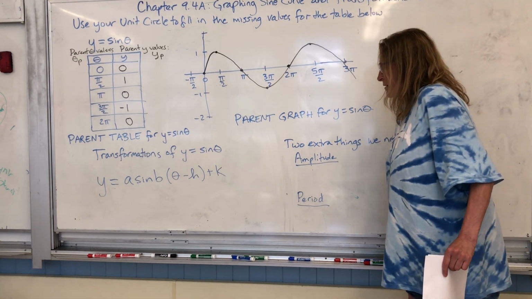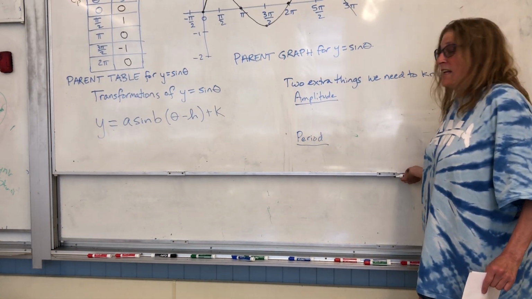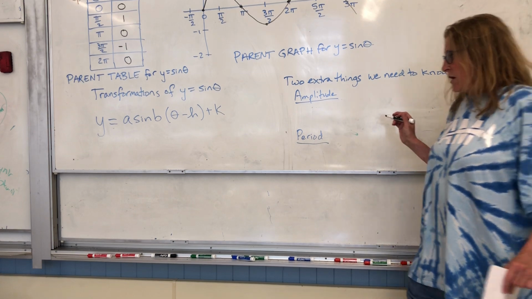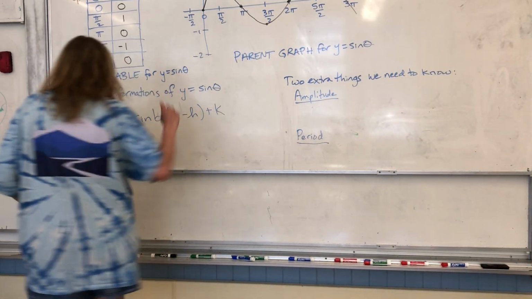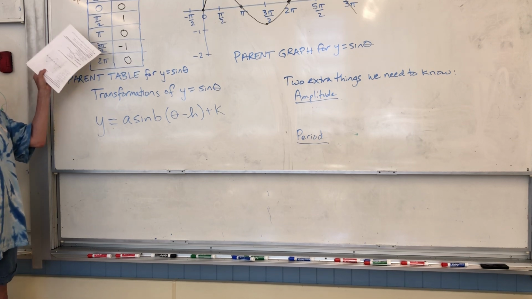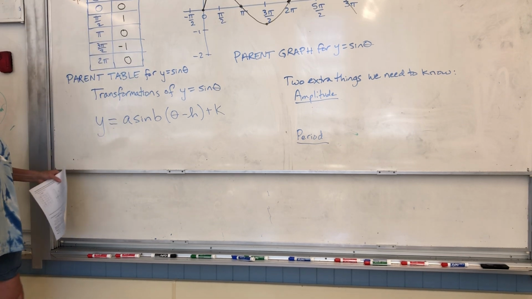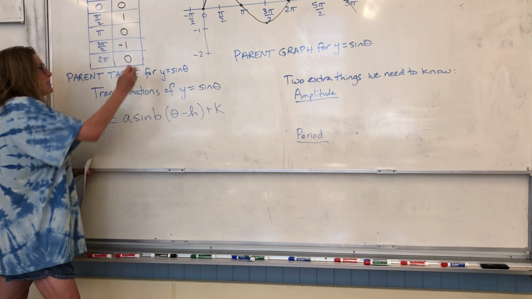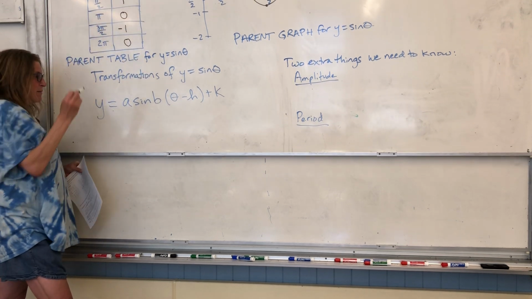Now here's the thing. You guys have seen A, B, H, and K before. So I'm going to remind you what each of these does to our parent table. Remember, our parent table is our anchor. It's where we start. Everything that happens here happens to the parent table.